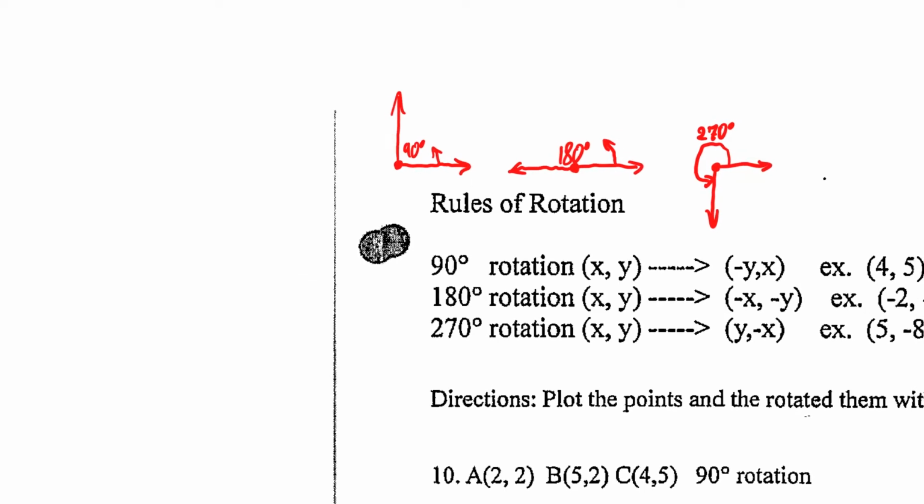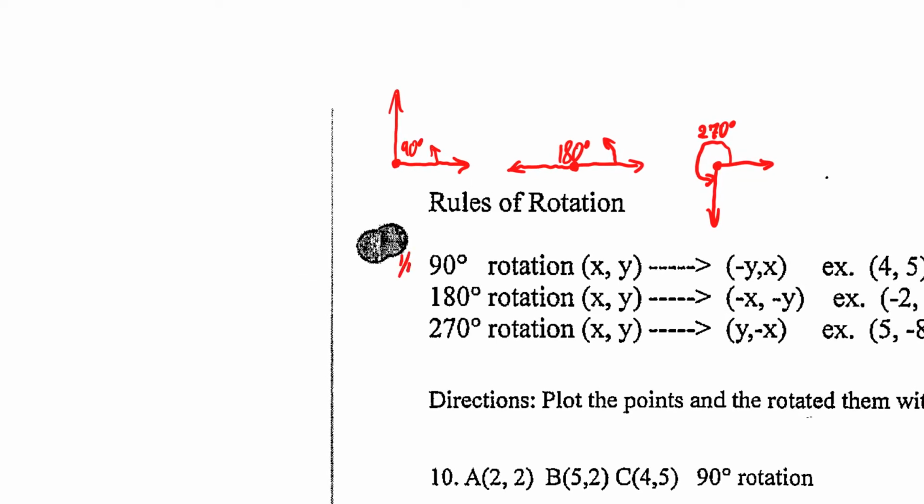Okay, so a 90-degree rotation is a quarter turn. 180-degree rotation is half of a turn. 270 is 3/4 of a turn. And then what would be a full turn? It'd be 360 degrees, right?